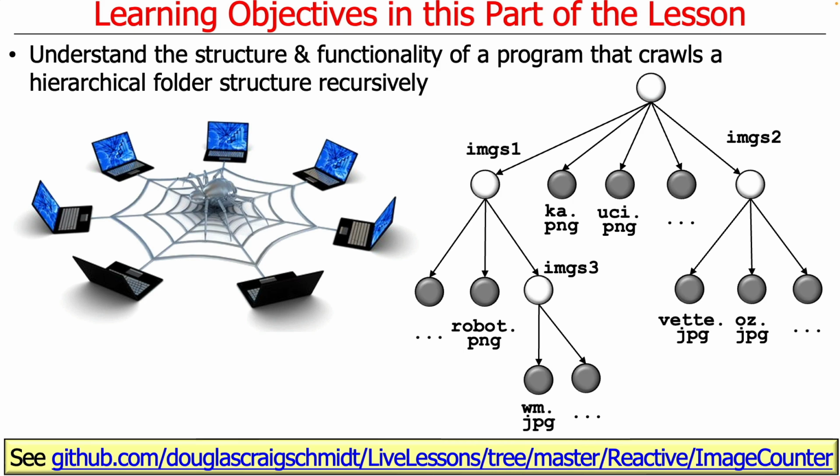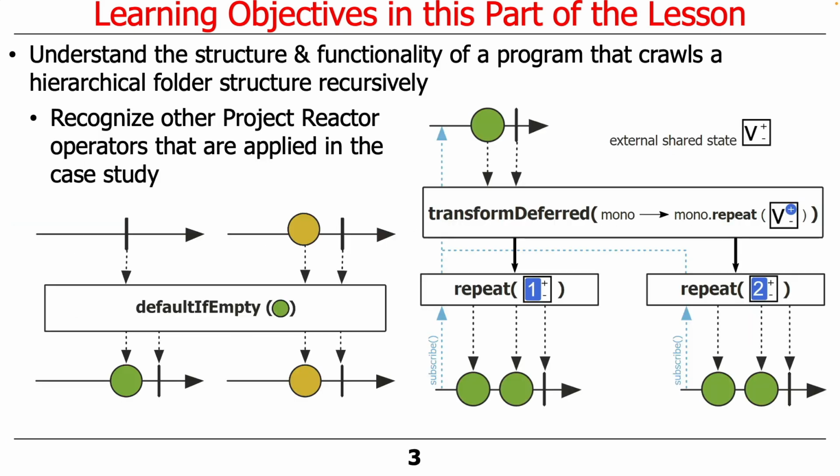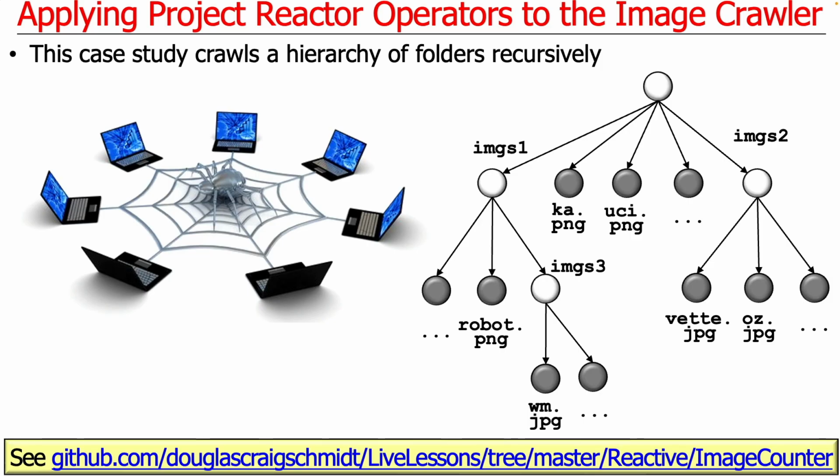And the particular example we're going to look at here is going to be a case study program, which you can get at the link at the bottom of the slide, that will crawl a hierarchical folder structure recursively and basically get images and count the number of images it encounters during that crawl. And it can either crawl a file system on your local machine, and/or it can crawl a website. So it can be a web crawler, or it can crawl your file system. They're both recursively defined folder structures. And in addition, we're going to talk about some operators from both fluxes and monos that are a little different from things we've talked about before. So let's take a look at the overall approach.